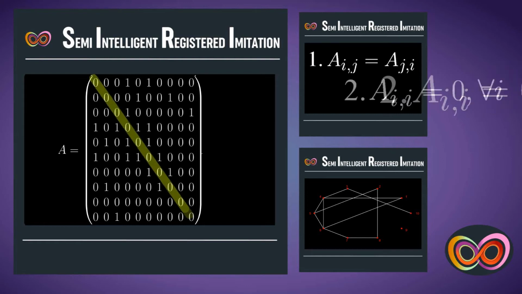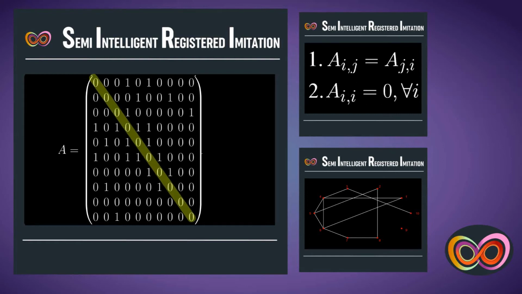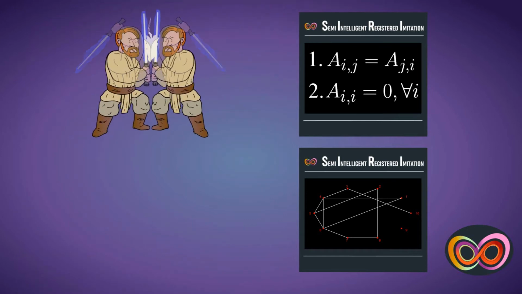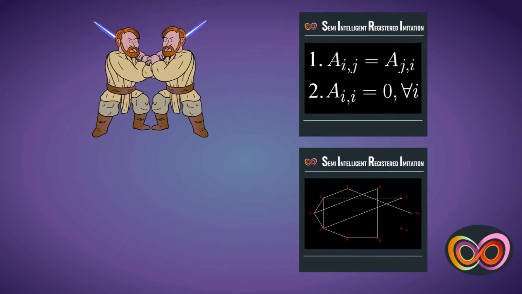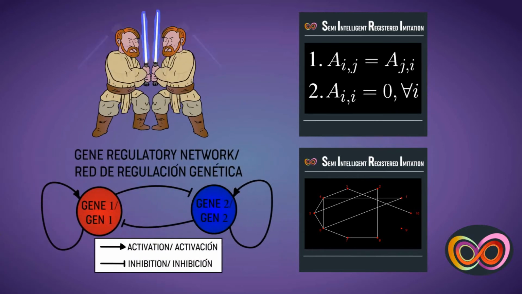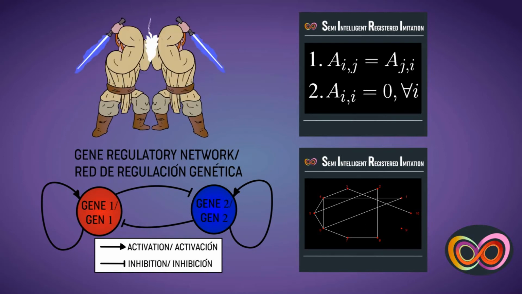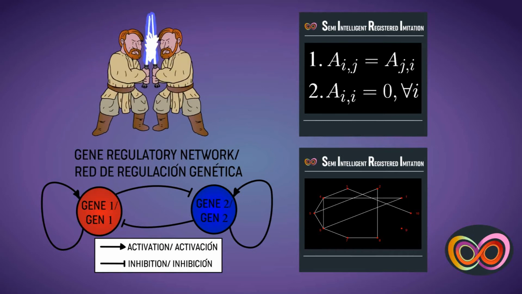Second, the diagonal elements are 0. This is obvious in this example, since one person cannot fight themselves, but there are graphs in which you can have loops, that is, points that are connected to themselves. For example, in regulatory circuits of gene transcription, you can have both self-activation and self-inhibition, meaning that there are genes whose mere presence affects positively or negatively on themselves.